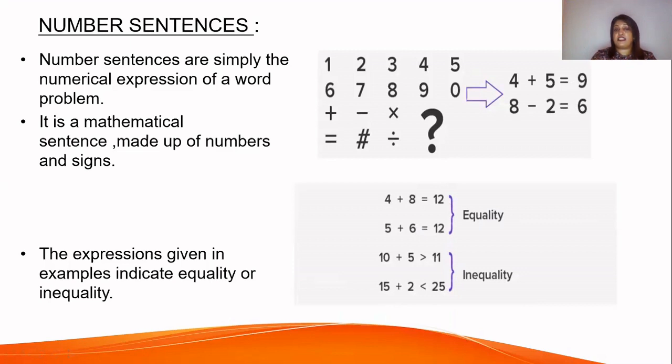10 plus 5 is greater than 11. 10 plus 5 is 15. 11 is smaller, so 15 is greater than, it's bigger. 15 plus 2 is 17, which is less than 25, which is true. It is less than 25.